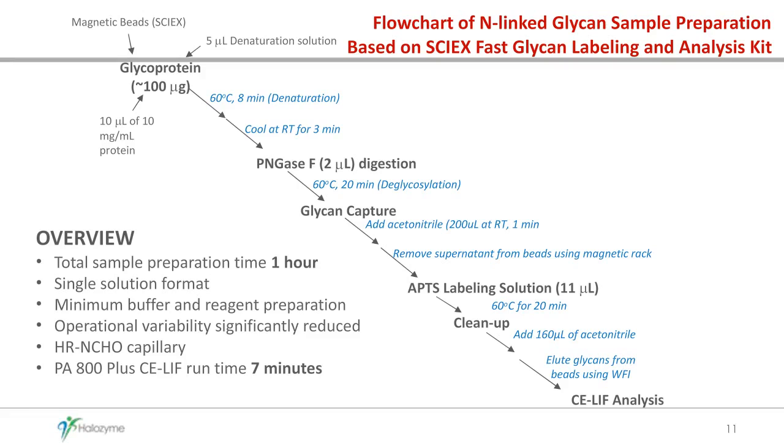So going back to the method, you use your APTS for labeling at 60 degrees for 20 minutes, then clean up with acetonitrile, and then you re-elute the glycans from the beads with water. And the really nice thing is that your CE running time is only 7 minutes. So if we have an hour of sample prep, we can generate data very, very fast, and that is, for us, really invaluable.